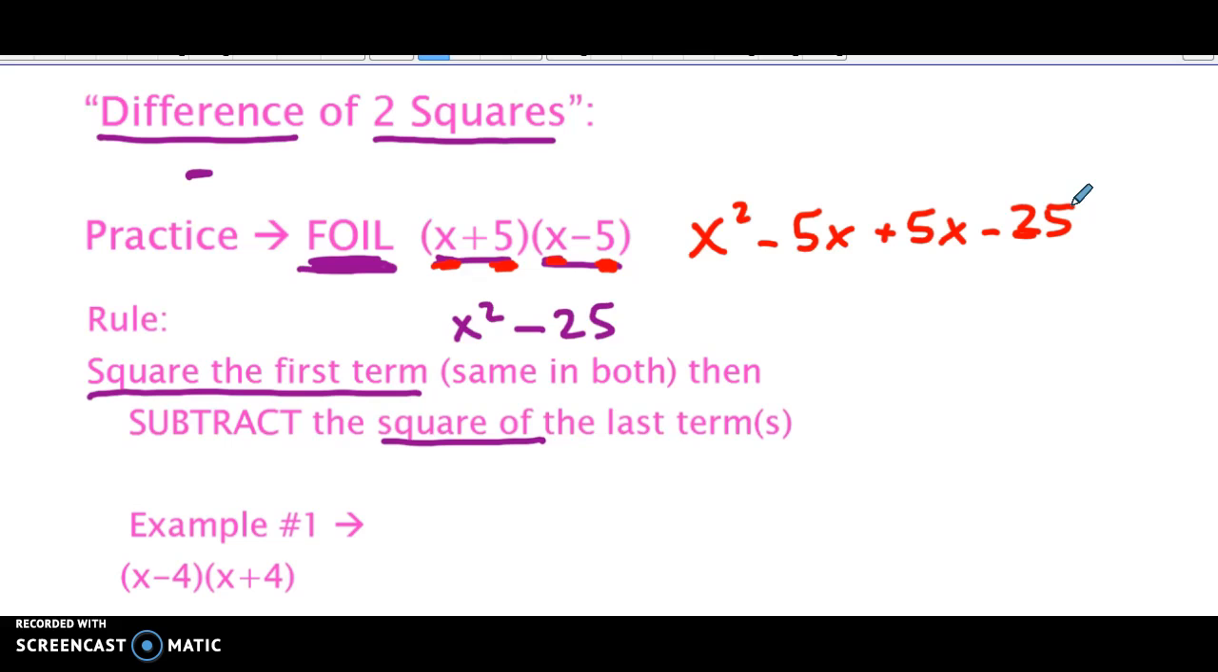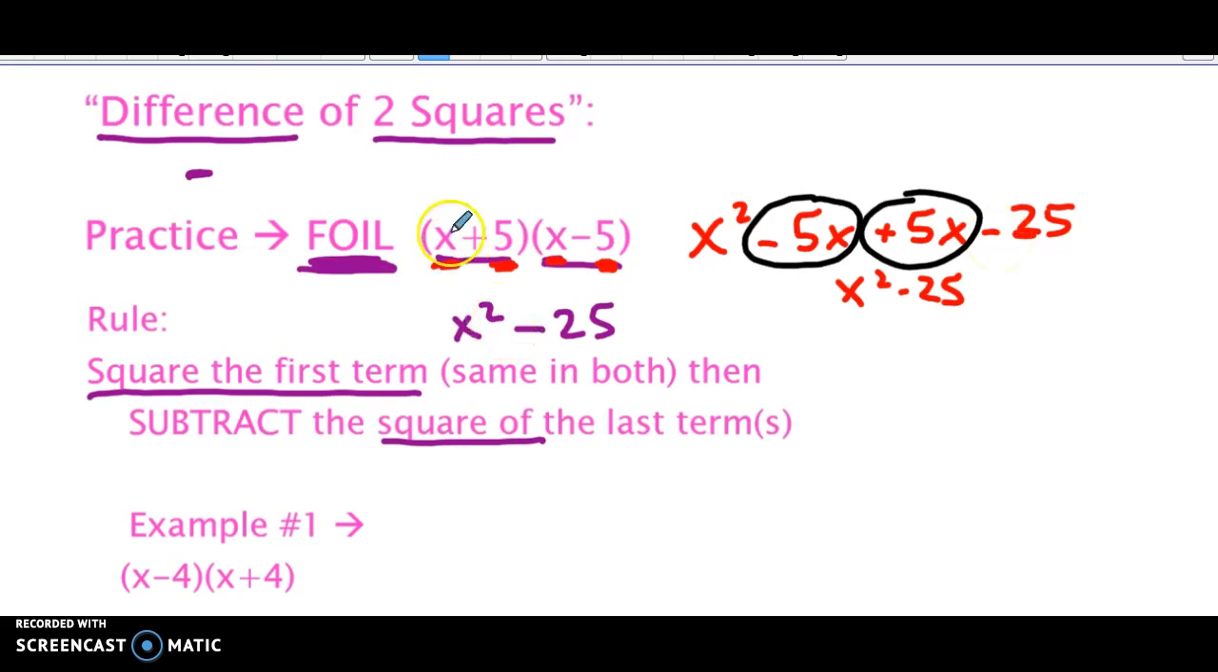Now if I clean up a little bit and combine like terms, I have a negative 5x and a positive 5x. Those are additive inverses, so they cancel to 0. And I can simplify this to x squared minus 25. You will notice how much quicker it is to use our difference of two squares rule and our shortcut. We were able to do that in one quick step. We don't have to combine like terms and we don't have to FOIL it out.